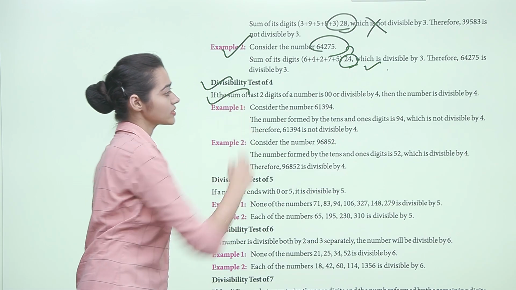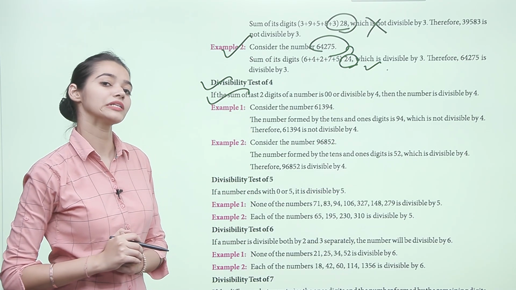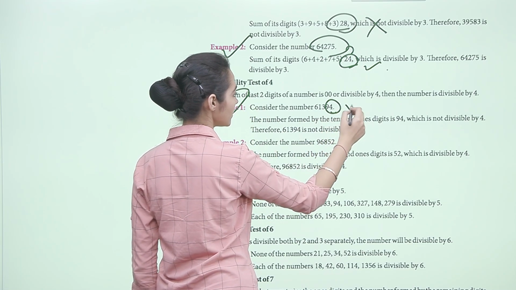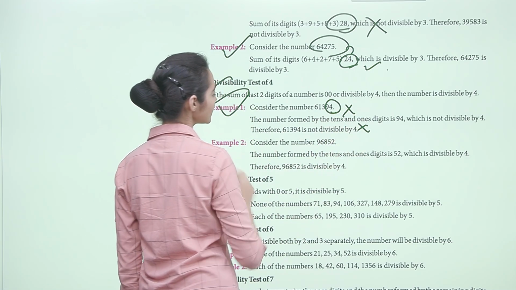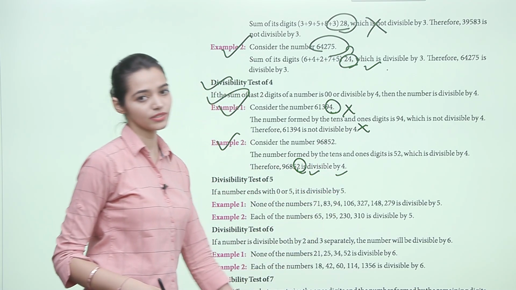Divisibility test of 4: if the last 2 digits are either 00 or divisible by 4, then the number is divisible by 4. Here in the example, 94 is not divisible by 4, so the number is also not divisible. Here 52 is divisible by 4, so the number is also divisible.